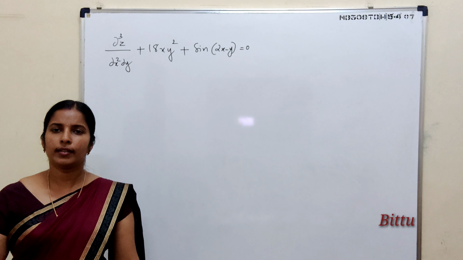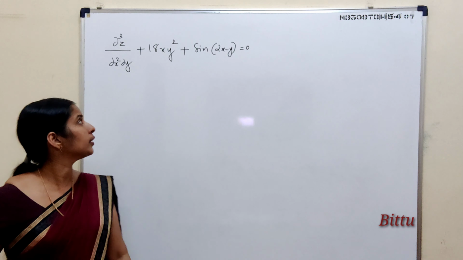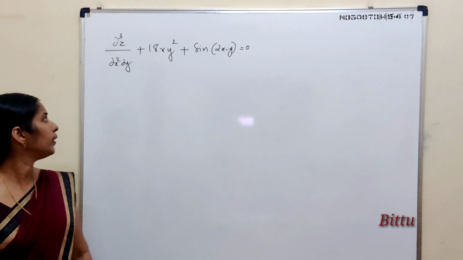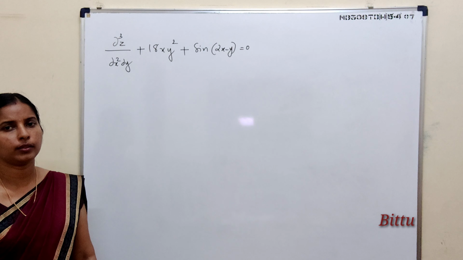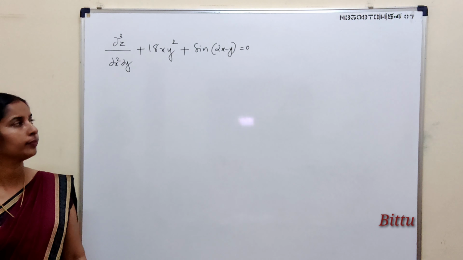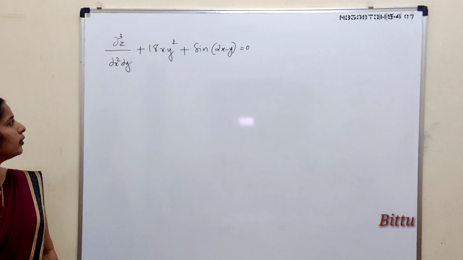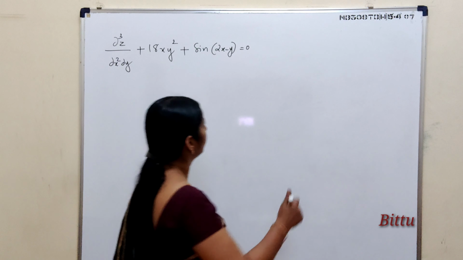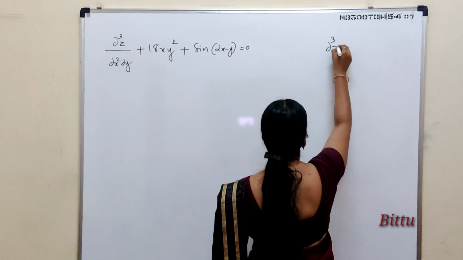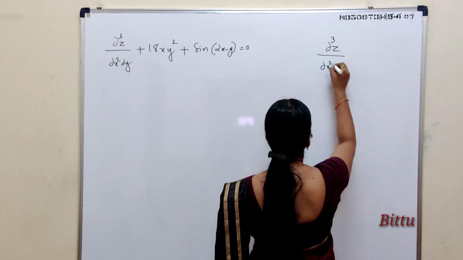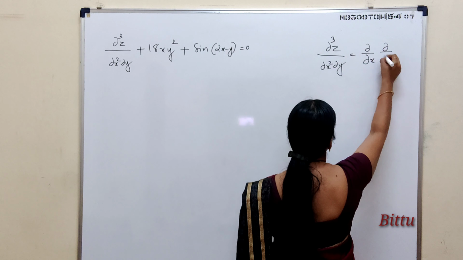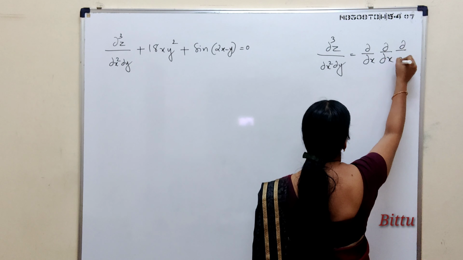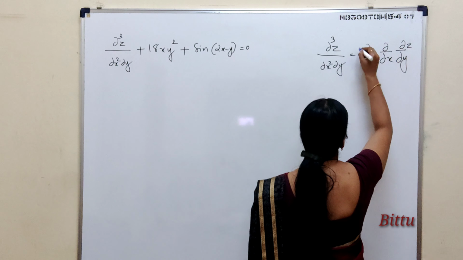Next, we have to answer a very interesting question. Solve ∂³z/∂x²∂y + 18xy² + sin(2x − y) = 0. Before solving, you must understand what is ∂³z/∂x²∂y. It is ∂/∂x of ∂/∂x of ∂/∂y of z.